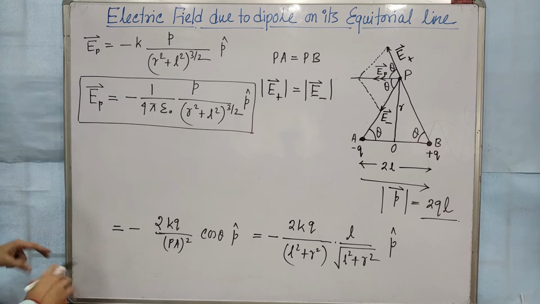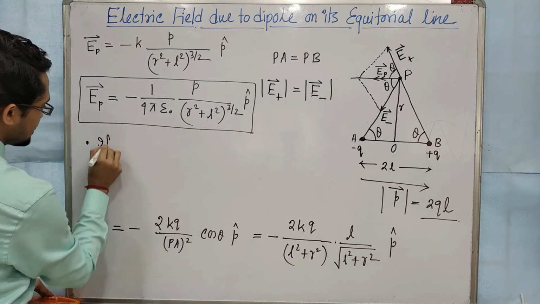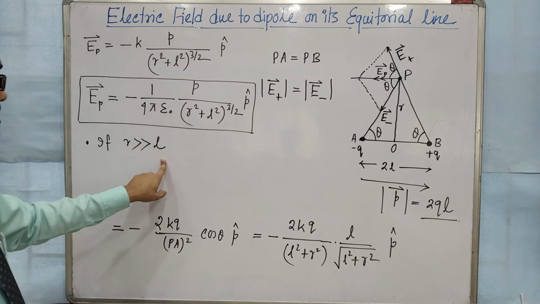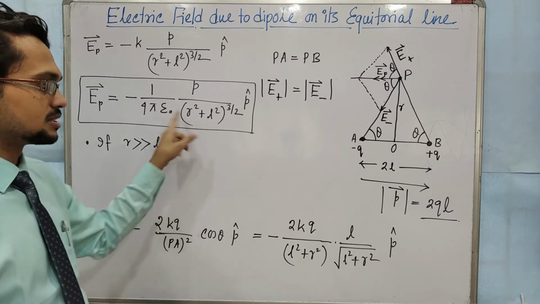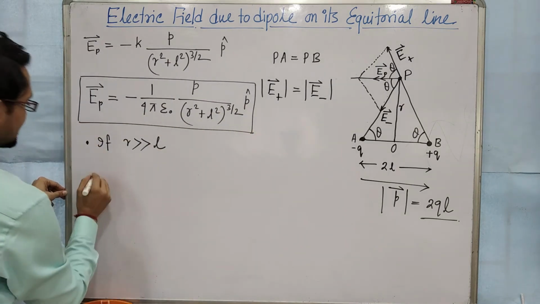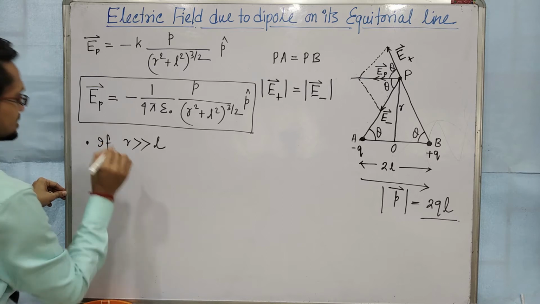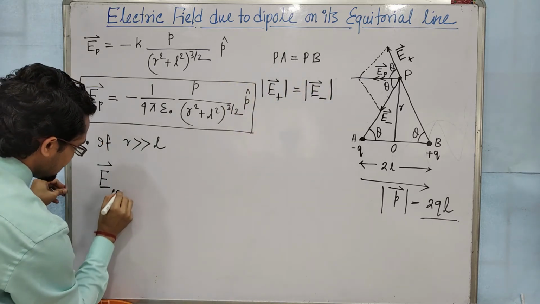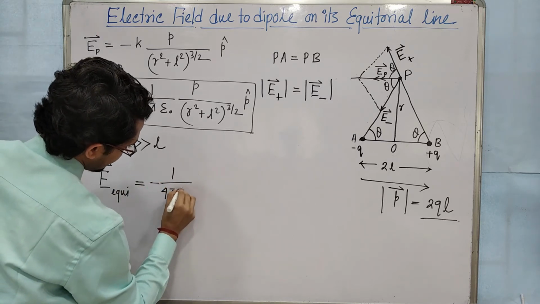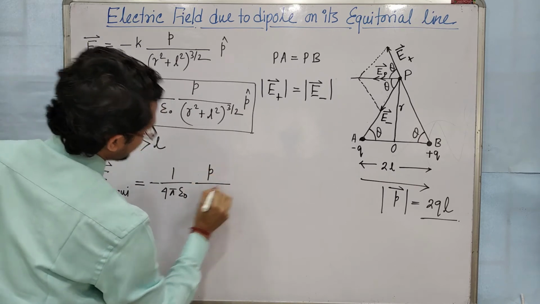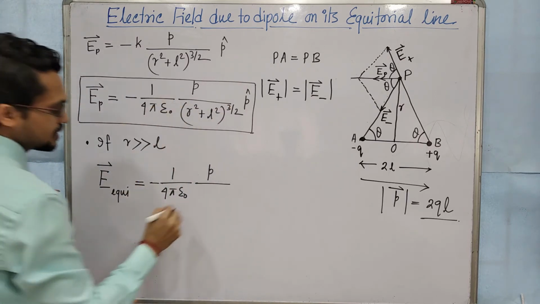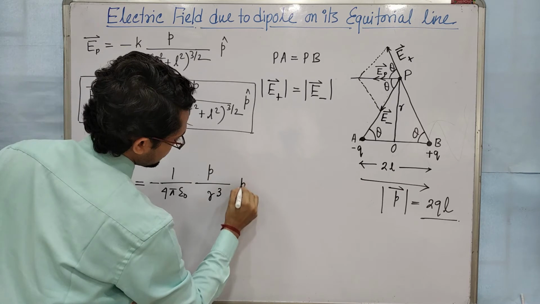Now again we will take an assumption: if R is very much greater than L, in this situation we will neglect L square with respect to R square. So how does it look? I am writing E_P, now it is the equatorial line, so I am writing it as E equatorial, equal to minus 1 by 4 pi epsilon 0, P by (R square plus L square). Now L square is neglected, only R square. R square to the power 3 by 2 is R cube, into P cap.